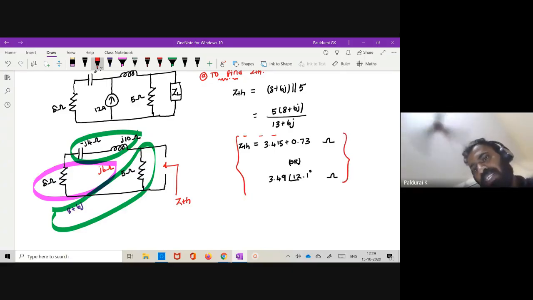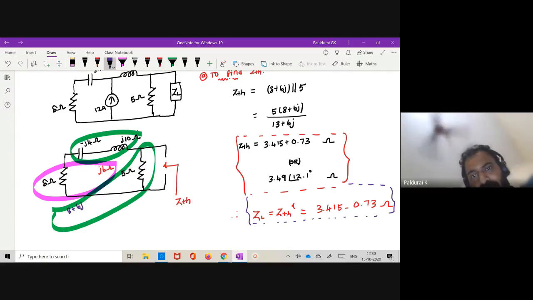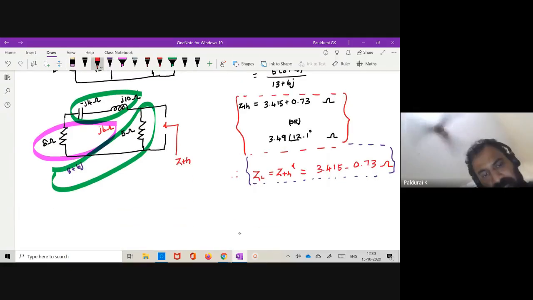Therefore, what is your ZL? Straight away I can write that for ZL, you know, ZTH conjugate, which is 3.415 minus J0.73. Am I right? Yes, sir. So we found that. So this is the ZL for the maximum power transfer theorem. Subdivision A is over. Now what is subdivision B?